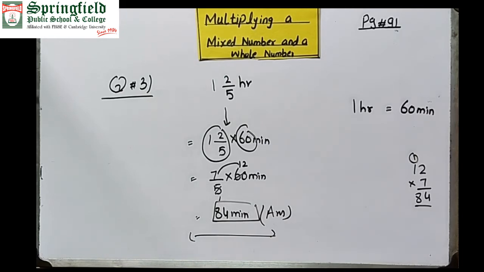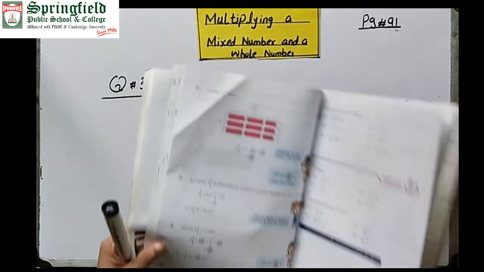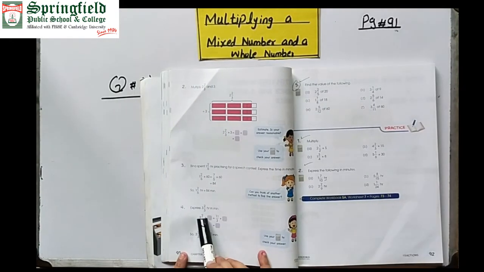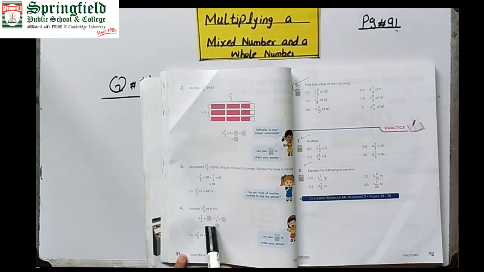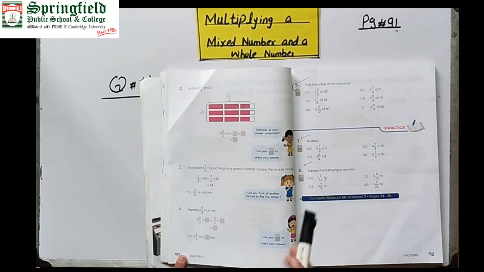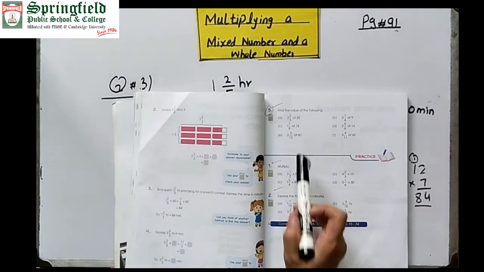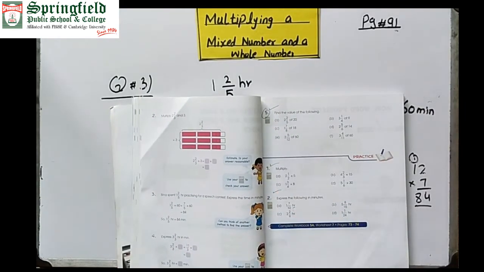Now come to question number 4. Question number 4 is express 3 whole 2 by 3 hours in minutes. So hours in minutes, it means we will multiply with 60. So multiply with 60 and find out the answer. It's your task. Now come to question number 5, page number 92.